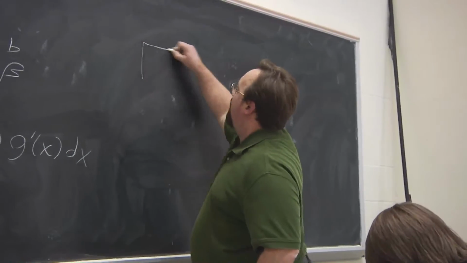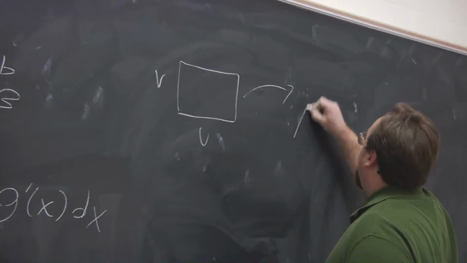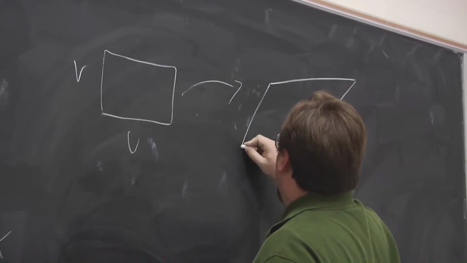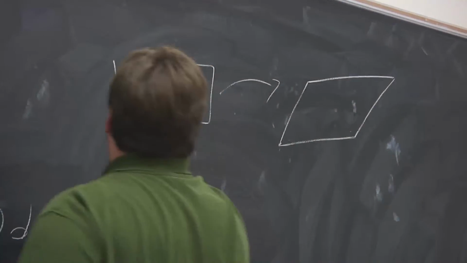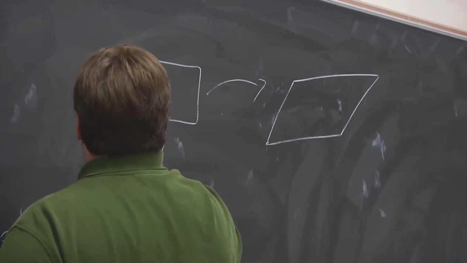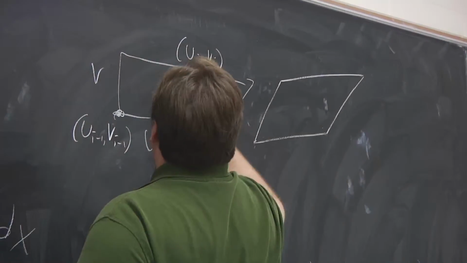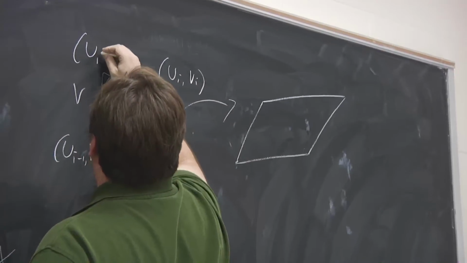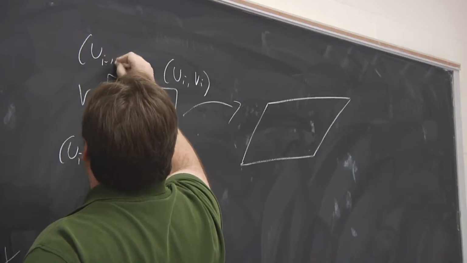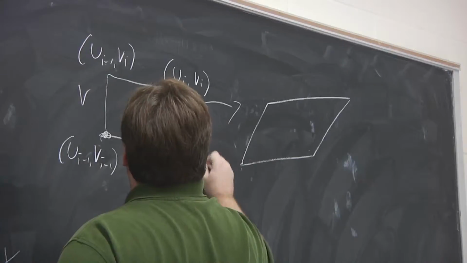Well, here's what we have. We have our rectangle in u and v, and it's approximately mapped into a parallelogram. So here we have this point, we'll call this (u_{i-1}, v_{i-1}). Here we have (u_i, v_i). So we're carving up a domain into several subdomains like we normally do. And (u_i, v_{i-1}).